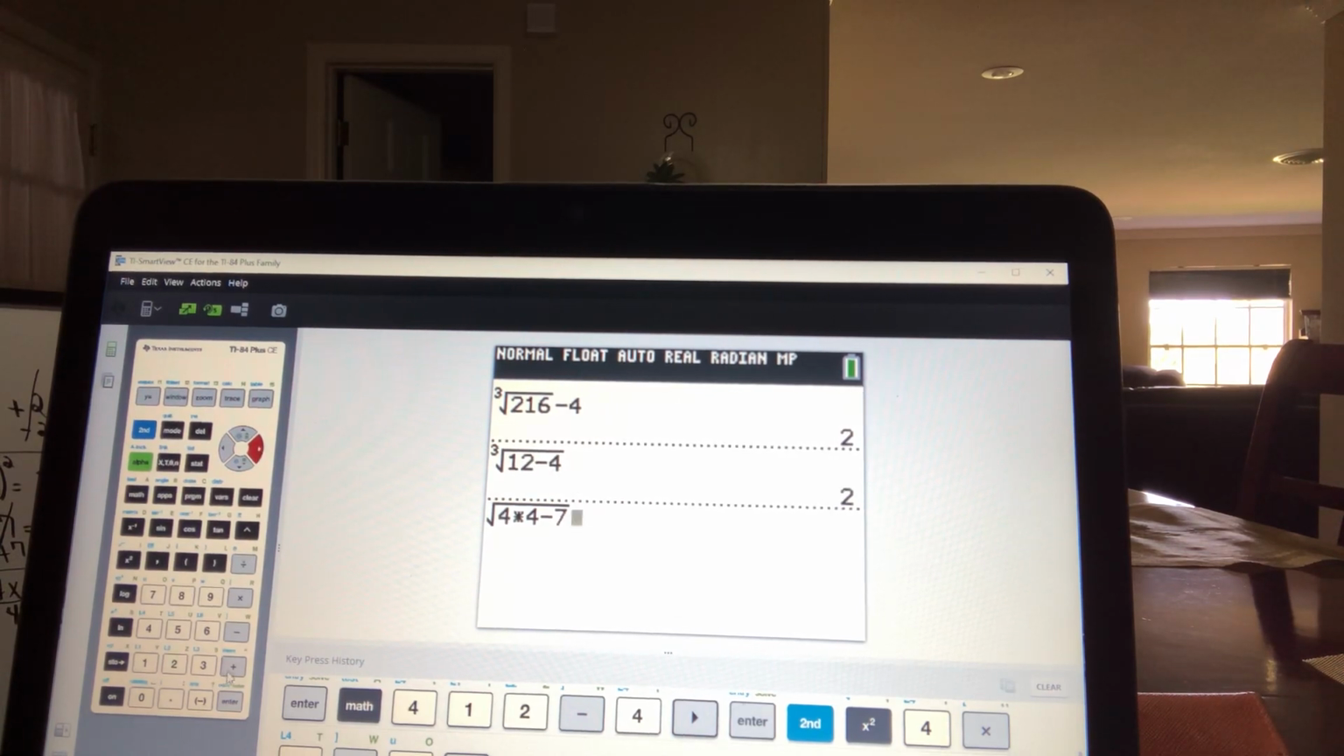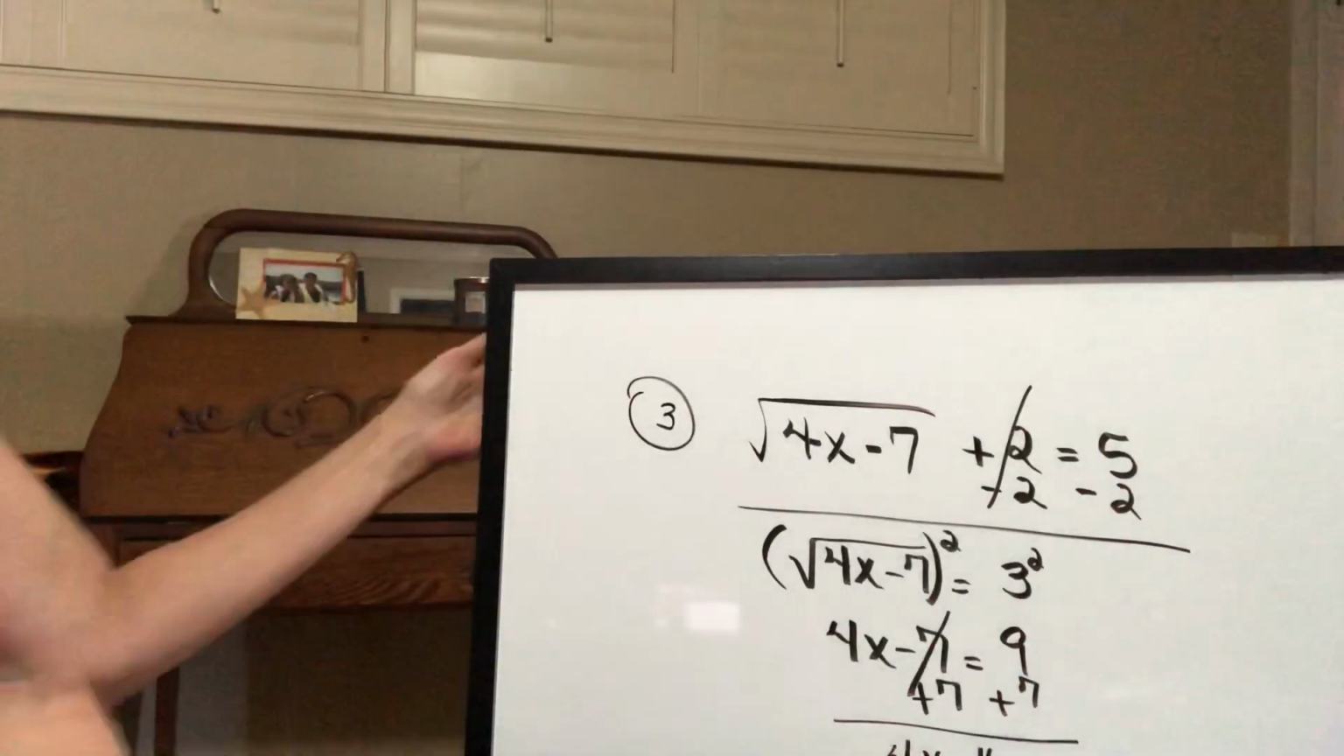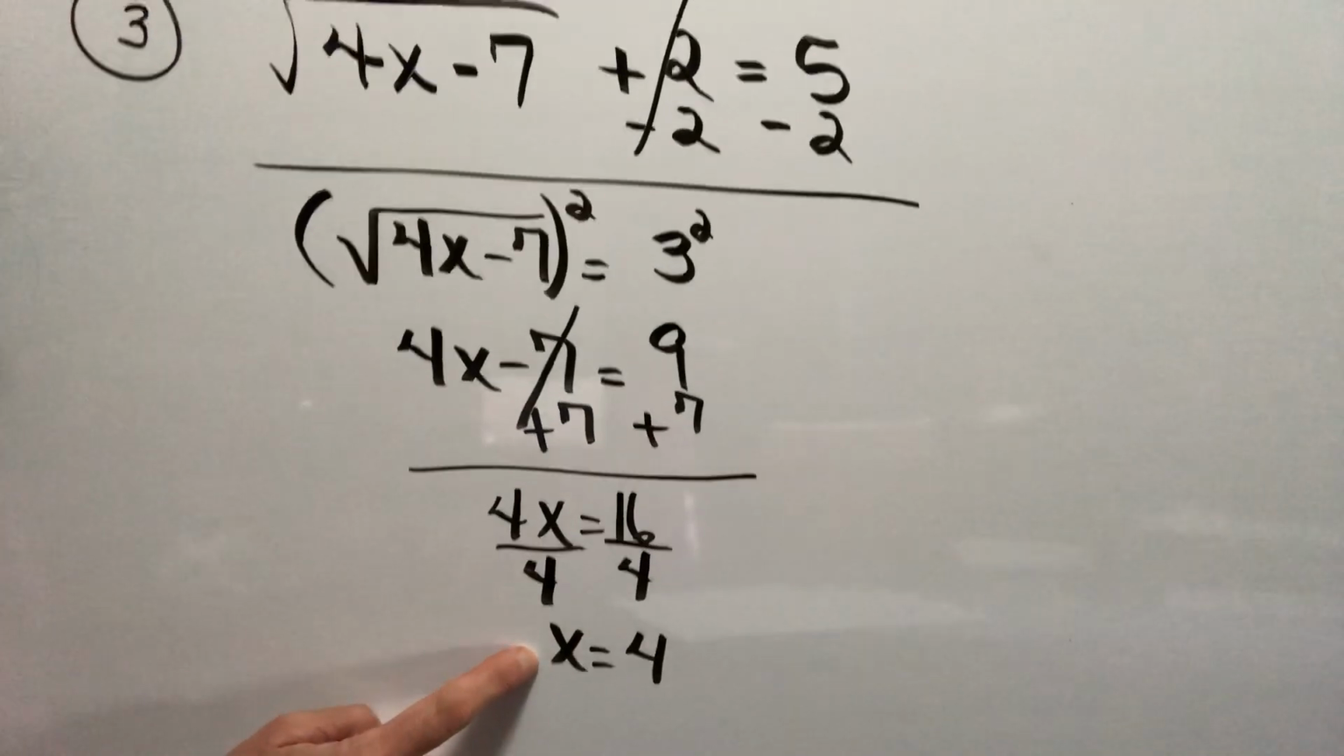And then plus 2. Some of you might need to put parentheses around the radical and then close off the parentheses after the 7 before you put plus 2. You just have to see what your calculator needs. But the answer should be 5. And if you look at the problem, it was supposed to equal 5, so that means our answer is good. So on number 3, the answer 4 was just fine. That is the final answer for number 3.